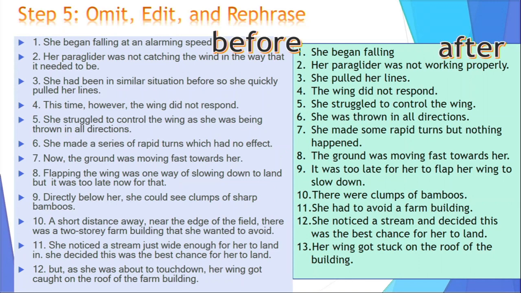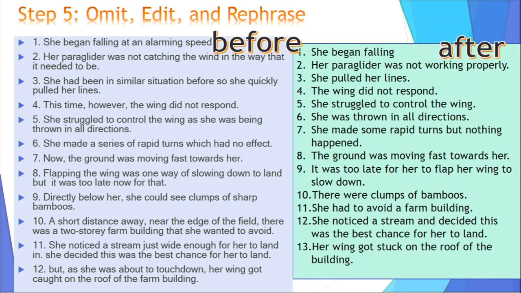So it becomes shorter. Point number 3, actual point, is she had been in a similar situation before, so she quickly pulled her lines. Alright, so when we summarize this, when we edit, when we omit, it becomes very short: she pulled her lines. For point number 4, this time, however, the wing did not respond. So after you omit and edit, it becomes: the wing did not respond.